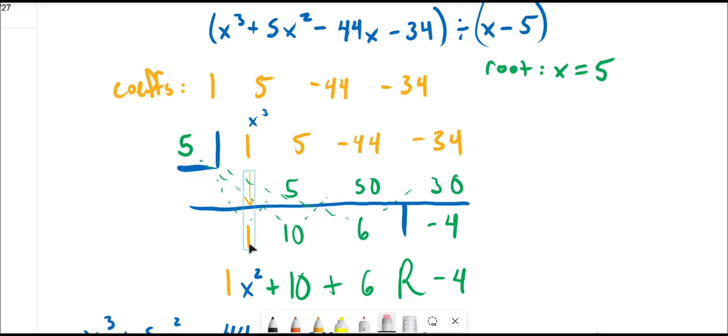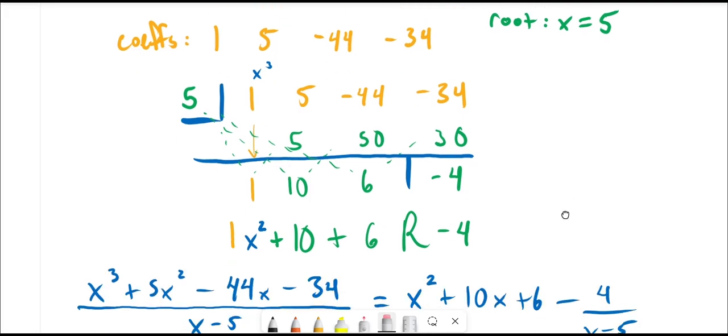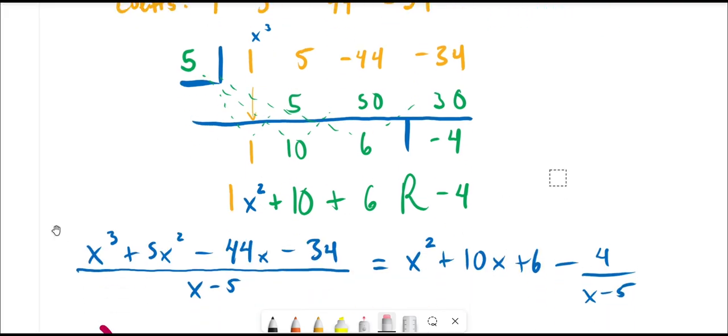Dropping the first one down, we begin our algorithm. 5 times 1 is 5, plus 5 is 10. 5 times 10 is 50, plus negative 44 is 6. 5 times 6 is 30, plus negative 34 is negative 4. And we've reached the end. That's our algorithm. So now we decode the results.